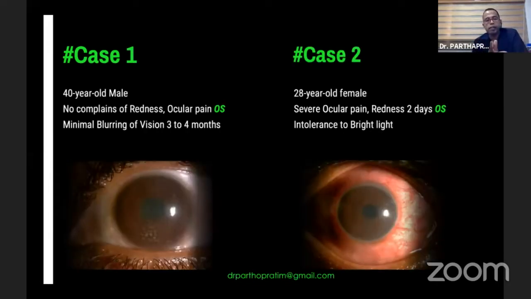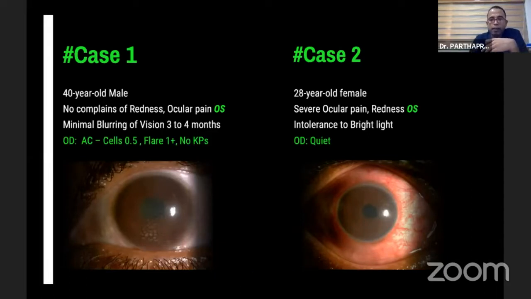First I'll present 2 cases. One is a 40-year-old male and the second one is a 28-year-old female. The first patient presented with minimal blurring of vision for 3 to 4 months, and there was no complaint of redness and ocular pain. The second patient had severe ocular pain, redness, intolerance to bright light, and came to our clinic in a very acute stage. For the last 2 days, she was having this kind of severe pain and redness.